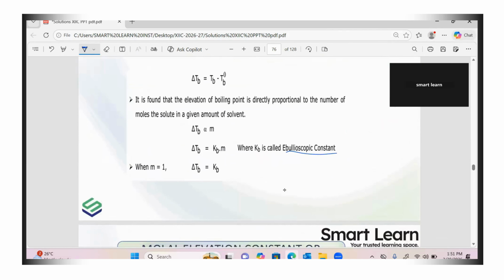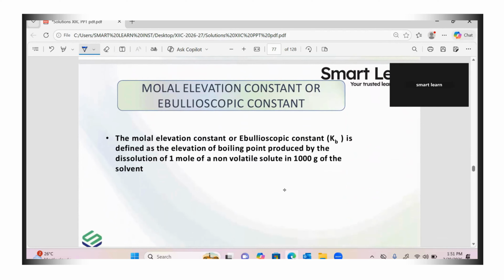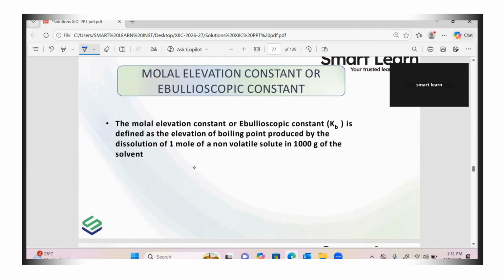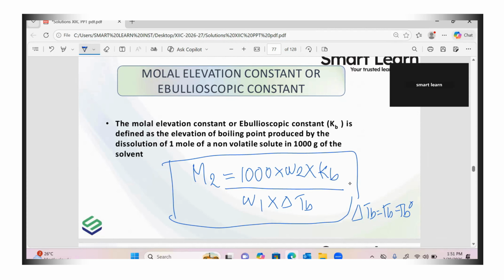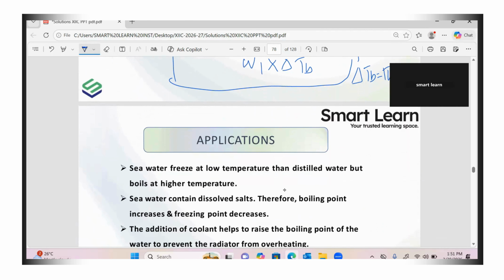By using different equations, we can find out the mass of solute, that is M2 is equal to the final equation. By substituting certain values, we get 1000 into W2 into Kb divided by W1 into delta Tb. You know that delta Tb is equal to Tb minus Tb naught. So this is the main equation we are using for such numerical questions.